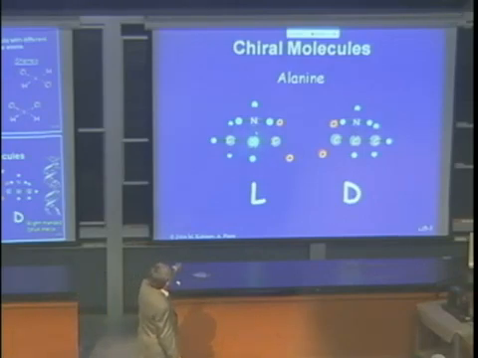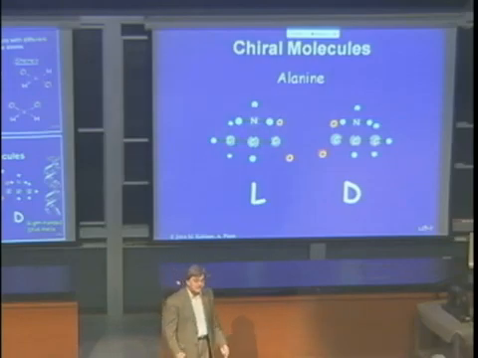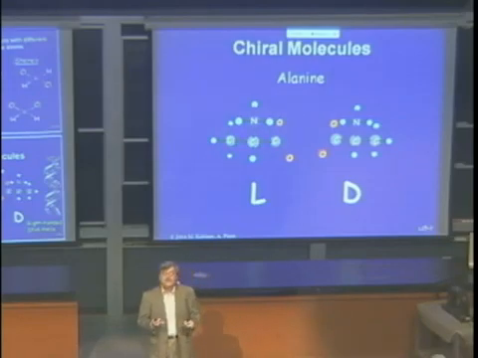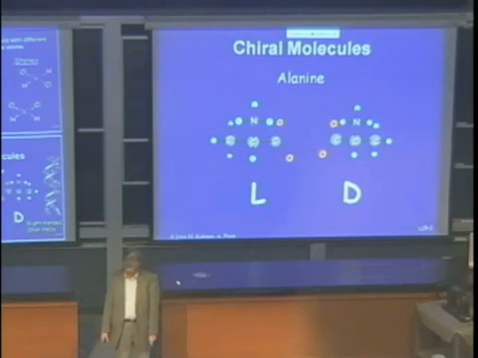If you look at this carbon here, you would say it has a hydrogen here, it has a nitrogen here, and it has a carbon here, and a carbon here. And you would say this is not chiral because it does not have 4 different things. But this is wrong. Look at it again.